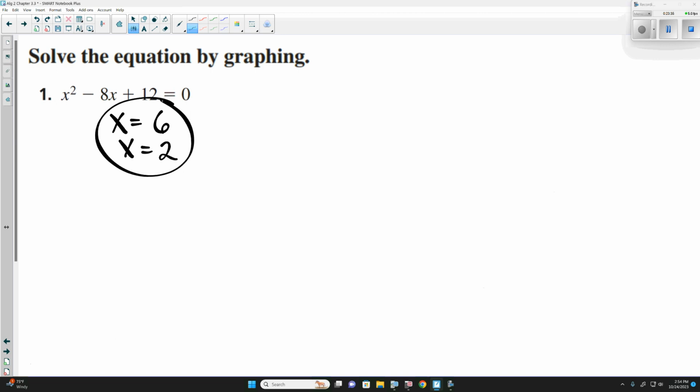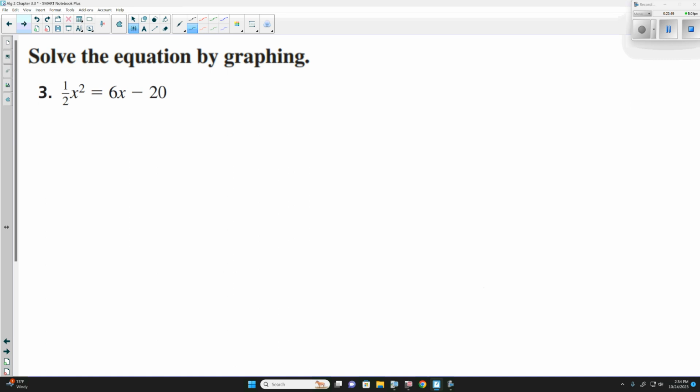Questions on any of this here? Questions on anything we've done so far? Do we like graphing so far? Let's look at the next one. 1/2 x squared equals 6x minus 20. So what's the first thing we need to do to solve this?